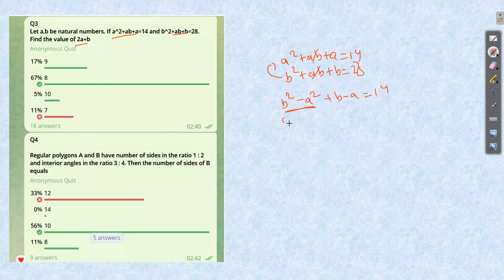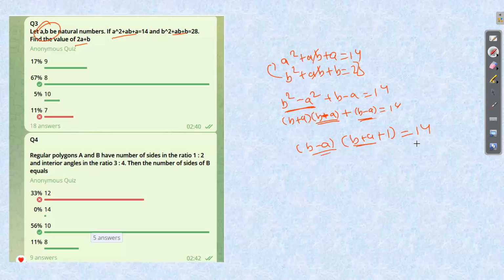So this can be written as (B plus A)(B minus A), and we already have B minus A as a common factor. Take this B minus A common outside: (B minus A)(B plus A plus 1), and the 1 will remain somewhere. This equals 24 and the A and B are natural numbers, which means the sum will always be greater than the difference. So let's break 24 as 2 into 12. So B minus A is 2 and B plus A plus 1 equals 12.